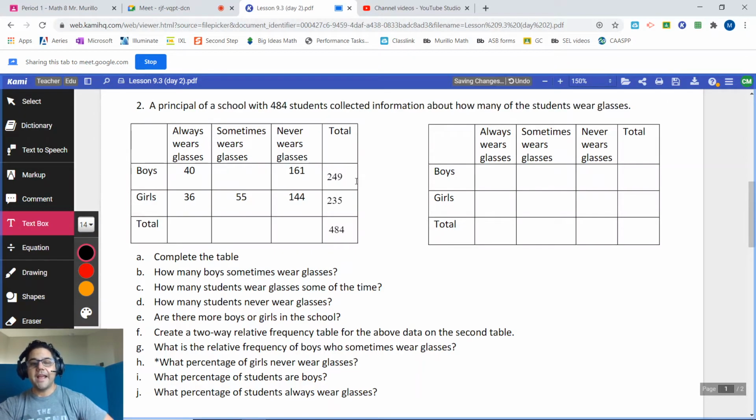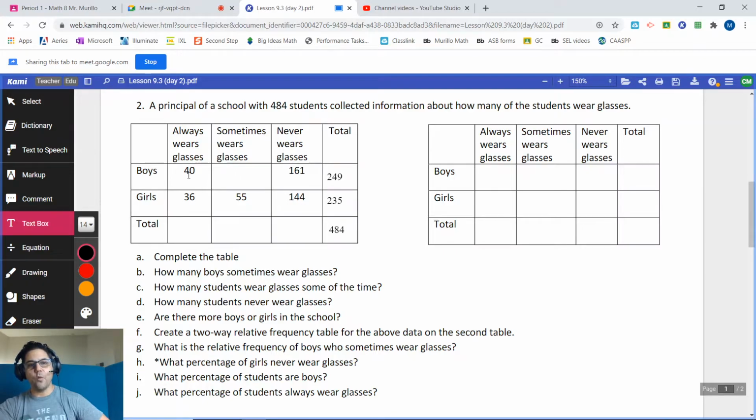All right, now that I have the total of boys and total of girls, I can work backwards here. Now remember, this missing box is part of the 249. So what I'm going to ask you to do is, on your calculator, type in 249, subtract the 161, subtract the 40, and the remaining is going to be this box here.